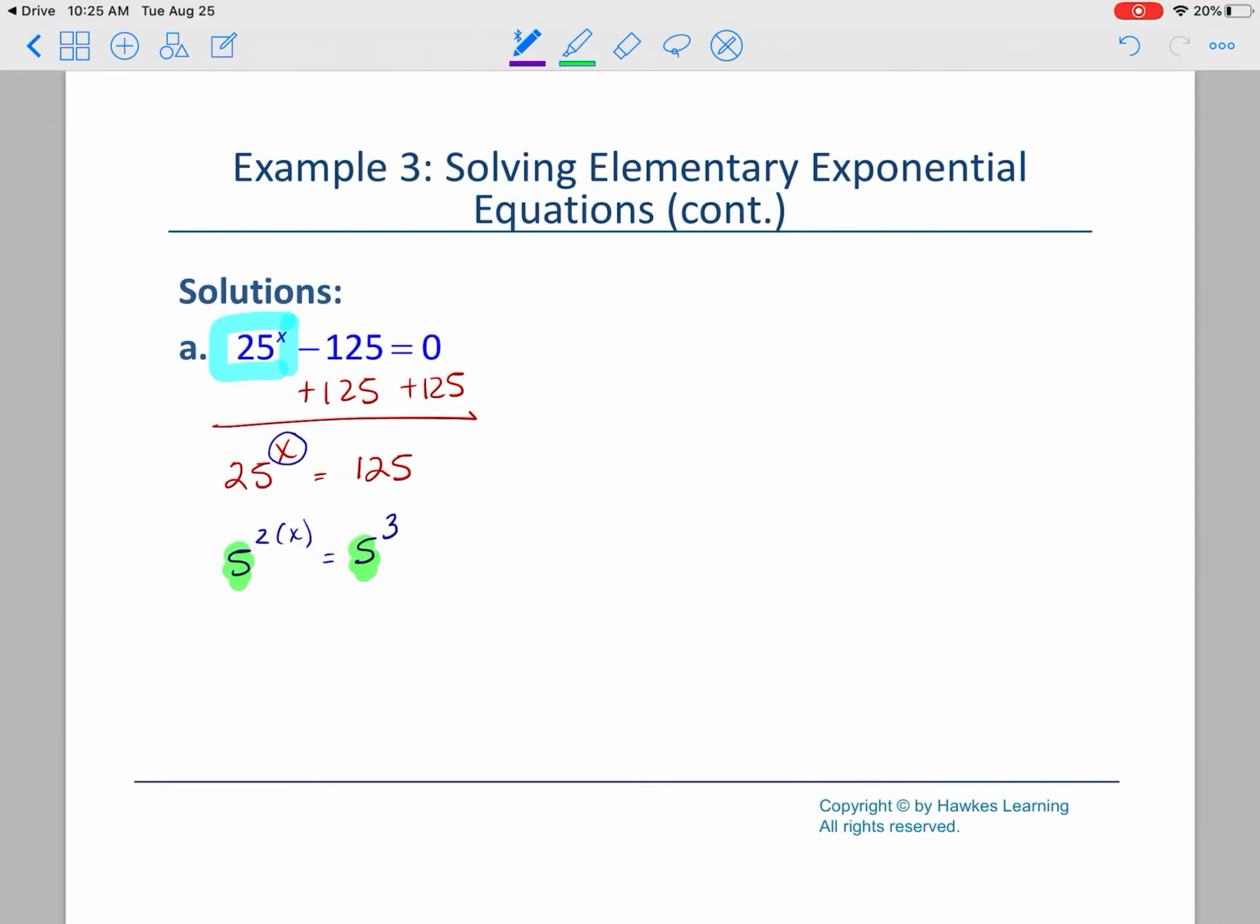So I take the exponential part, the 2 times x and the 3, and I set them equal to each other. 2x equals 3. And I'm just going to solve for x, divide both sides by 2, and x equals 3/2, or 3 over 2.